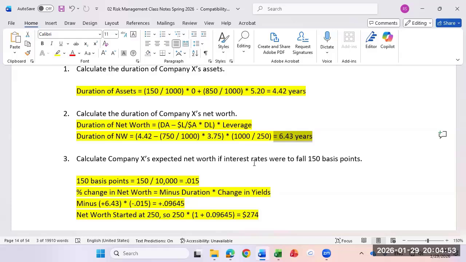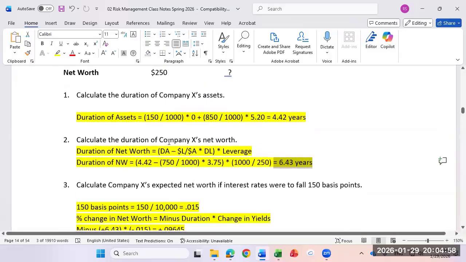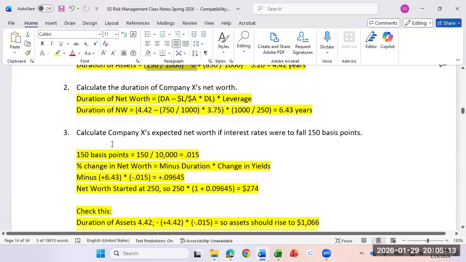How do you get the 4.42? That's what we did here. So we said cash is 150, which has a duration of 0. The loans were 4.2, so it's really 85% of 5.2 gives us 4.42, because the cash has no duration.